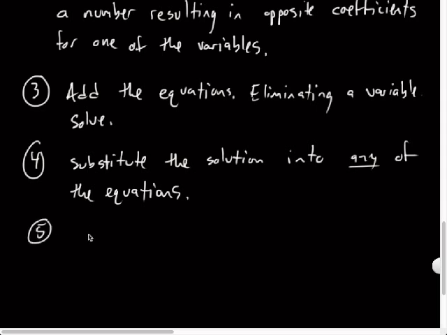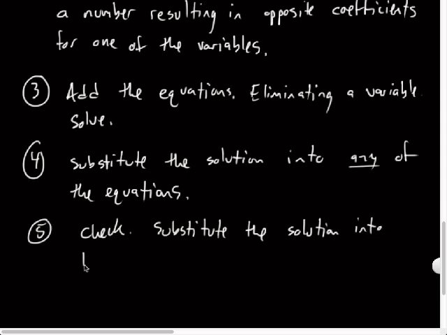And 5, last but not least, is check, which we won't always do, but I want to at least explain how that works. You would substitute the solution into both equations, the original ones specifically, ensuring that it works for both of them.